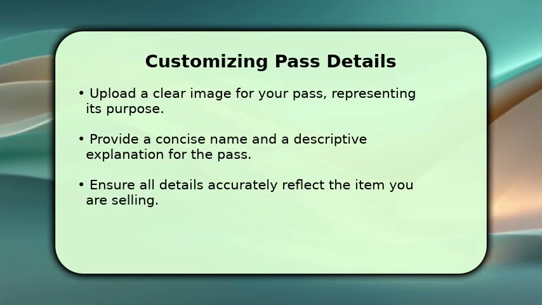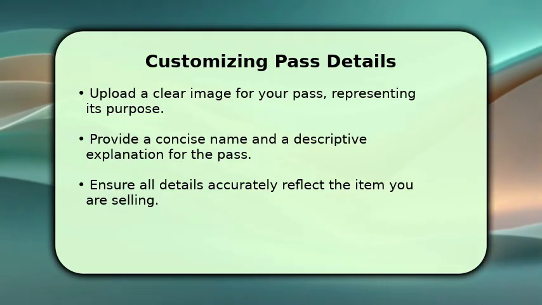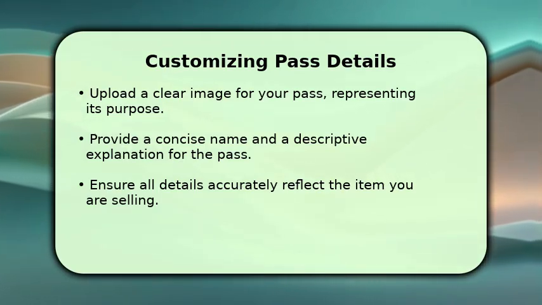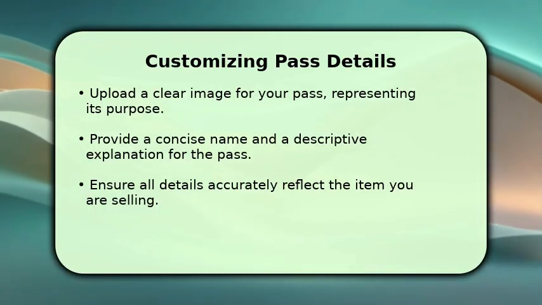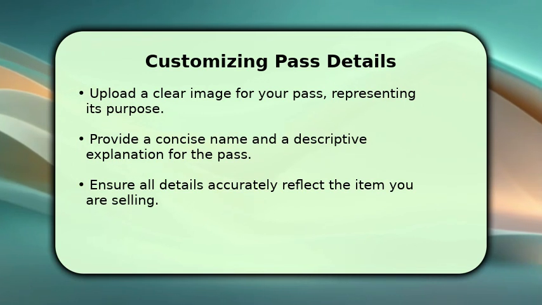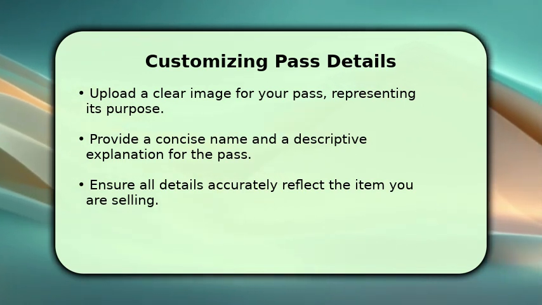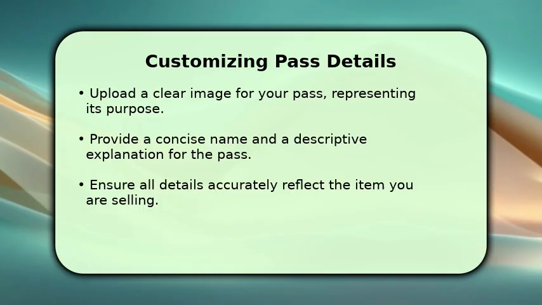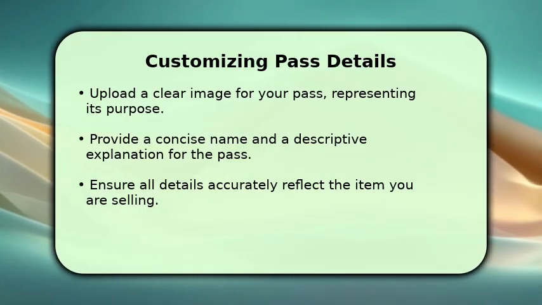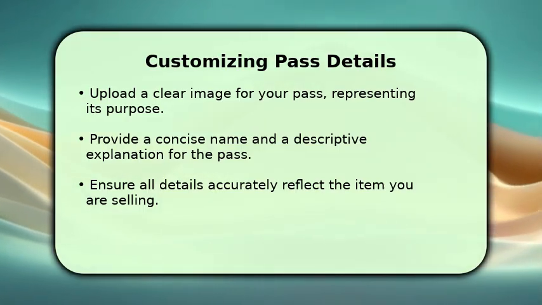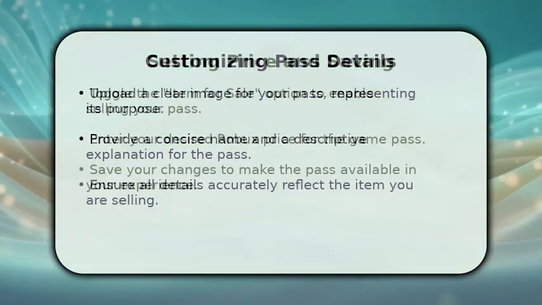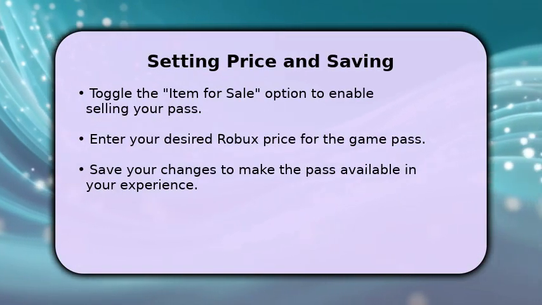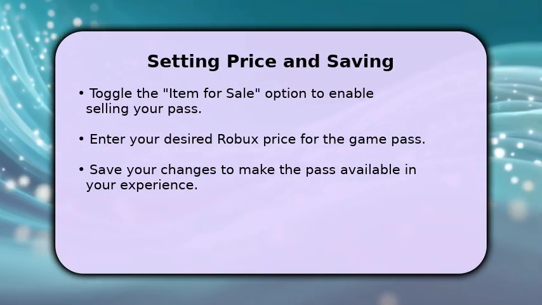Next, it's time to customize your pass. You'll need to upload an image that clearly represents what your pass offers. This image should be at least 512 by 512 pixels. Give your pass a memorable name and write a brief, informative description. These details are vital for players to understand what they are purchasing, so take a moment to make them clear and engaging. Finally, to make your pass available for purchase, navigate to the Sales tab.